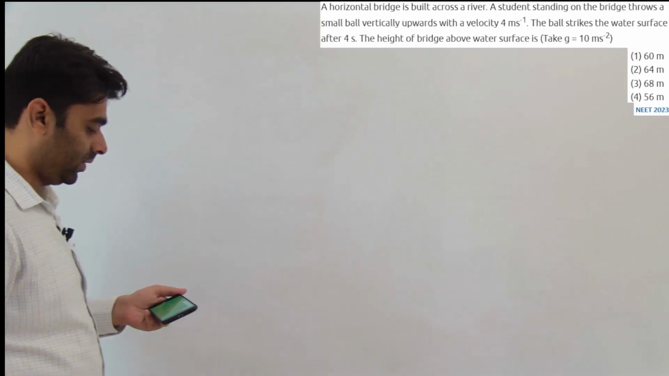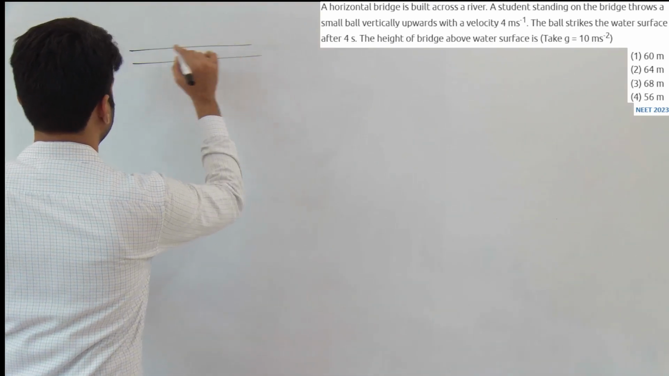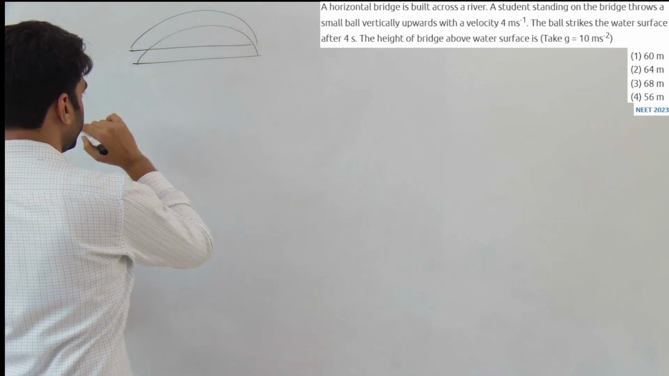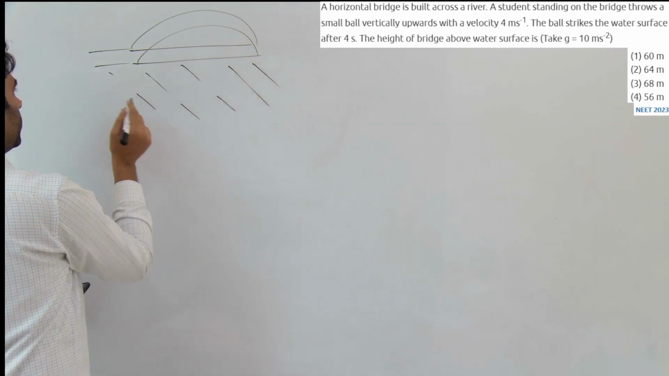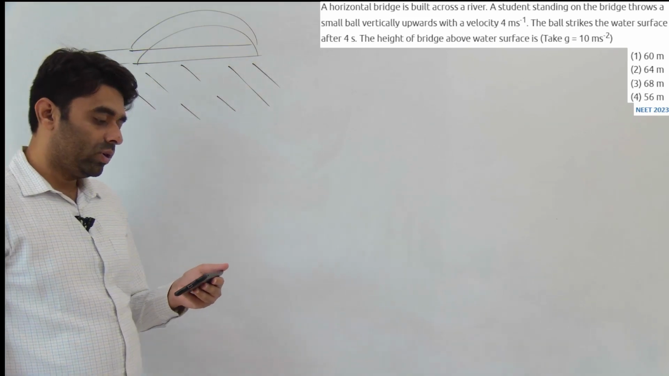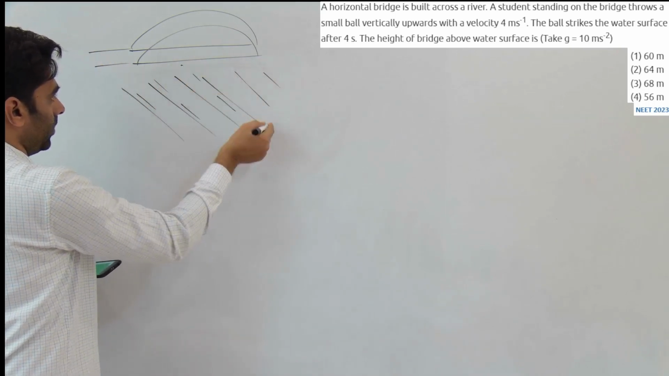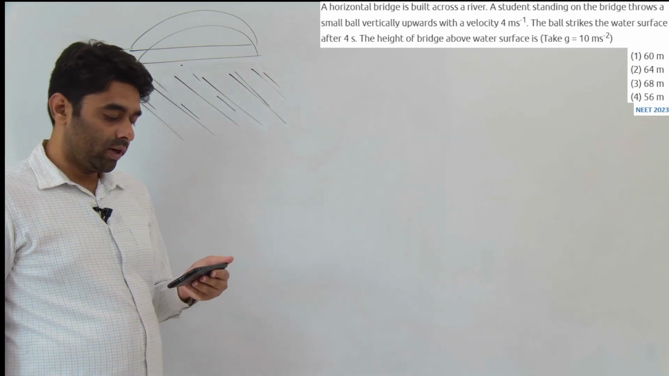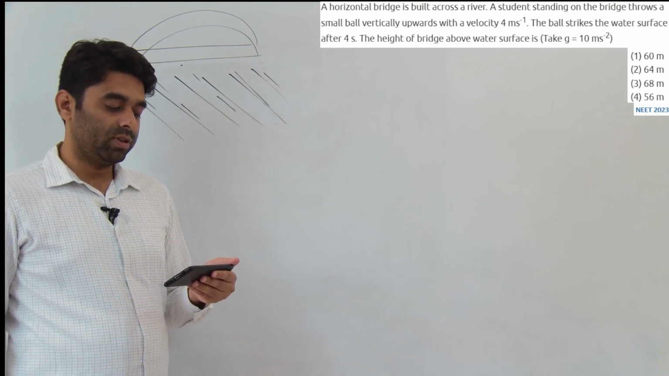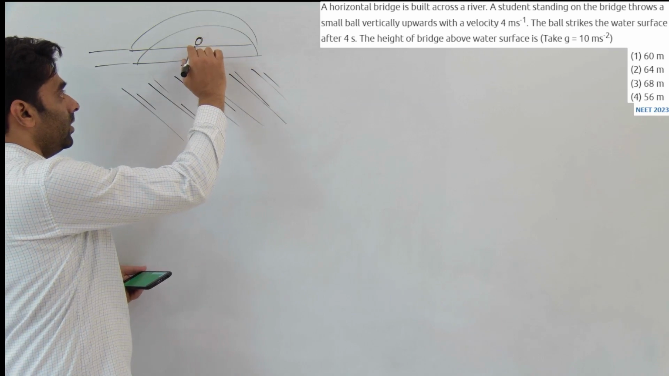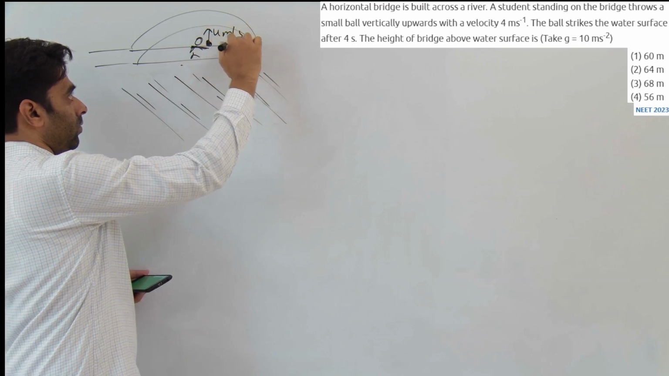Okay, so our question says a horizontal bridge is built across a river. Fine, let us consider this is a horizontal bridge built across the river. Maybe this type of situation is given to us. They are saying a student standing on the top of a bridge. Okay, let's say this is water flowing. The student standing on the bridge throws a small ball vertically upward with a velocity of 4 meters per second. That means from here he throws upward with a speed of 4 meters per second.